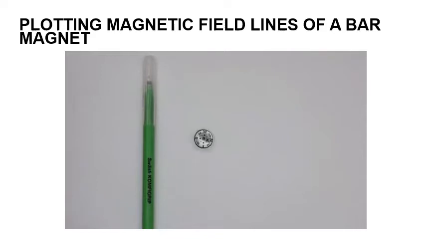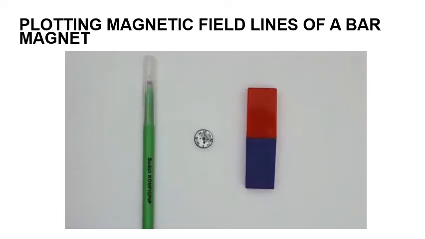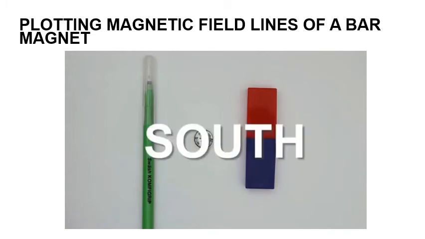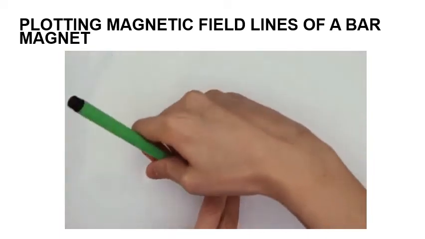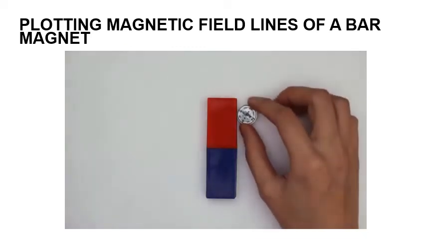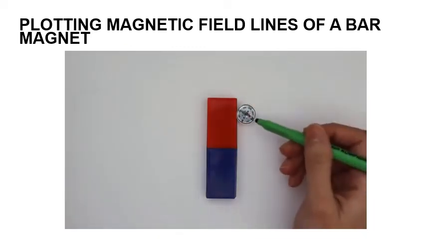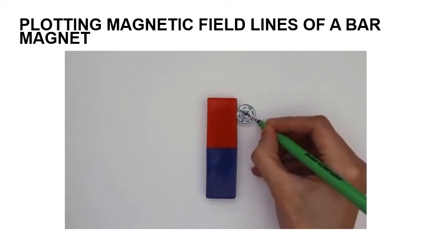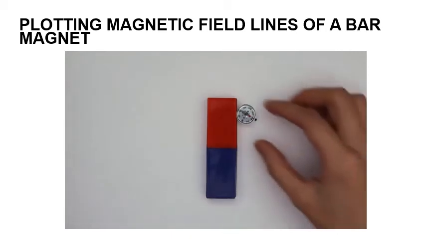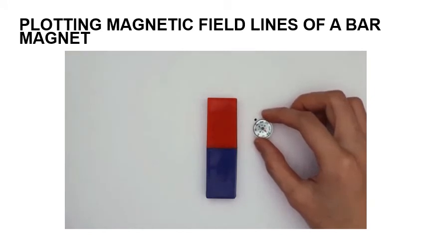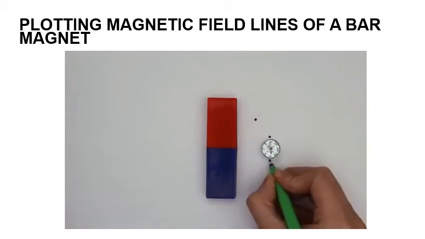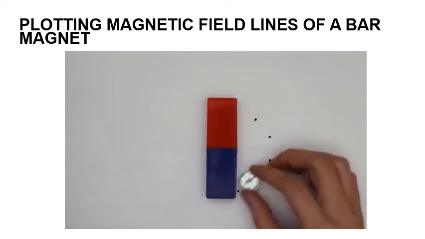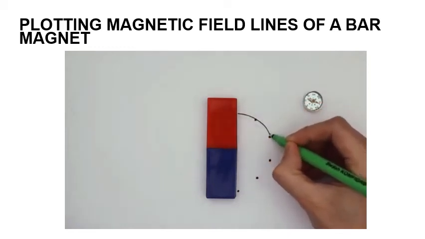Plotting the magnetic field lines of a bar magnet. The items needed are a pencil, a magnetic compass, and the bar magnet. You place the bar magnet on a sheet of paper, then you draw the outline of the bar magnet using a pencil. You place a compass near the north pole and you mark the north pole with a pencil dot. You place the south pole at where you marked the north pole and you now indicate the position of the north pole with a pencil dot.